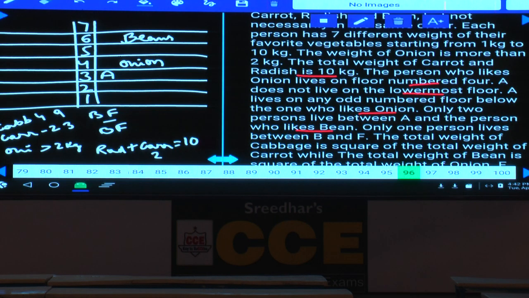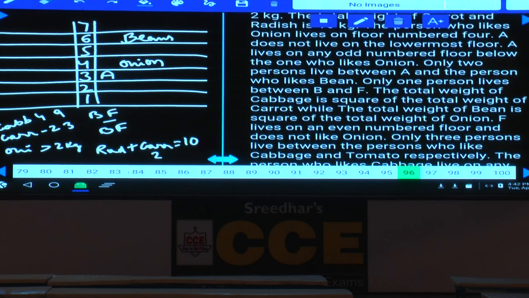And the total weight of bean is the square of the total weight of onion. Now if cabbage is 4, carrot will be 2, isn't it? Then what is the other possibility we have? Now regarding this bean, the total weight of bean is the square of the total weight of onion. Onion is more than 2, so onion must be 3 kgs. If onion is 3 kgs, then beans will be 9 kgs, isn't it? So 3 and 9 is ruled out for carrot and cabbage.